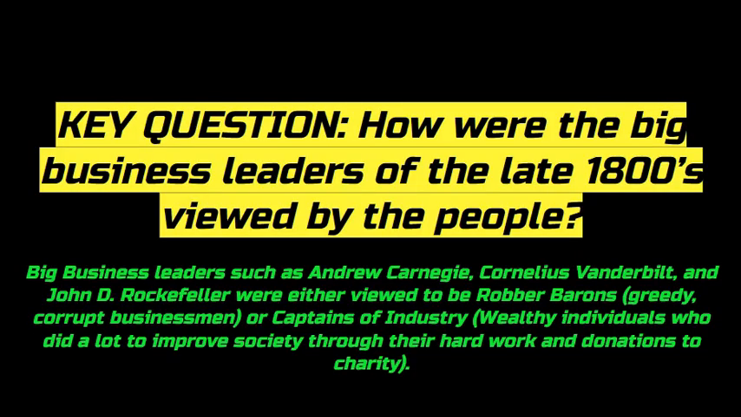How were the big business leaders of the late 1800s viewed by the people? Big business leaders like Andrew Carnegie, Cornelius Vanderbilt, and John D. Rockefeller were either viewed to be robber barons, which were greedy, corrupt businessmen, or captains of industry, wealthy individuals who did a lot to improve society through their hard work and donations to charity.